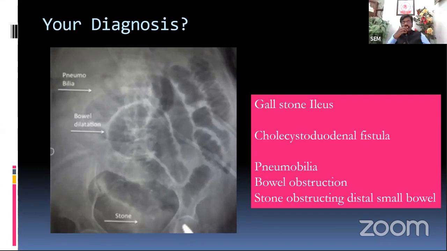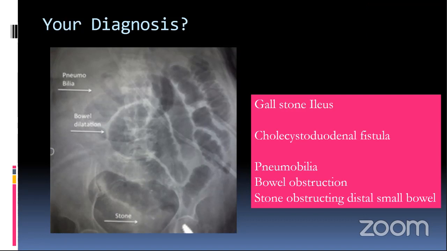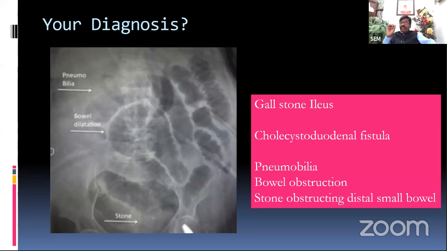Which is mostly radio-opaque or radiolucent, sir. 90% radiolucent, so we can't see any opaque structure, and bowel dilatation due to intestinal obstruction, and air in the gallbladder due to connection with the intestine, sir. So out of the radiological findings you said, what is the most important thing? 3 findings are mentioned here: pneumobilia, dilated loops of bowel, and probably a stone obstructing, or some obstructing mass in the distal small bowel. Out of them, which is very, very important to make a diagnosis of gallstone ileus?